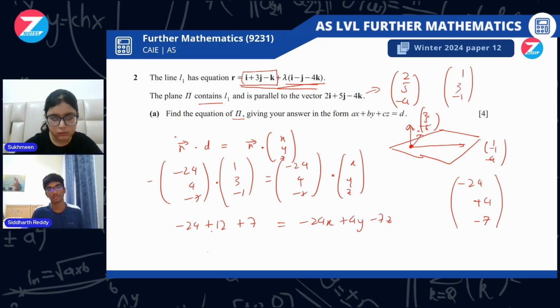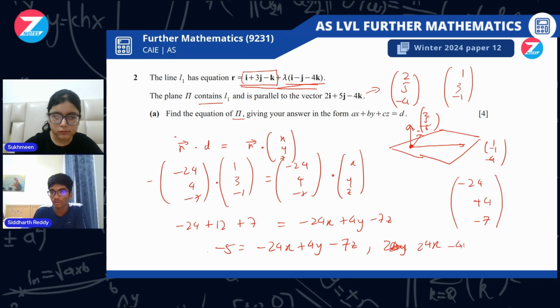So minus 24 plus 12, that's minus 12. Minus 12 plus 7, that's minus 5. So we have minus 5 is equal to minus 24X plus 4Y minus 7Z. So just reorganizing and multiplying by minus, we get 24X minus 4Y plus 7Z is equal to 5. Yeah. That's the solution for this question.